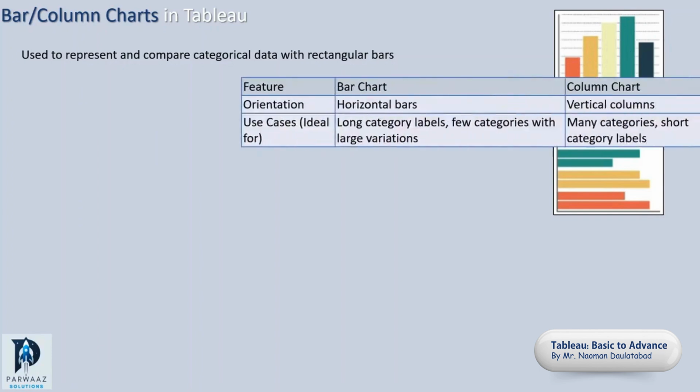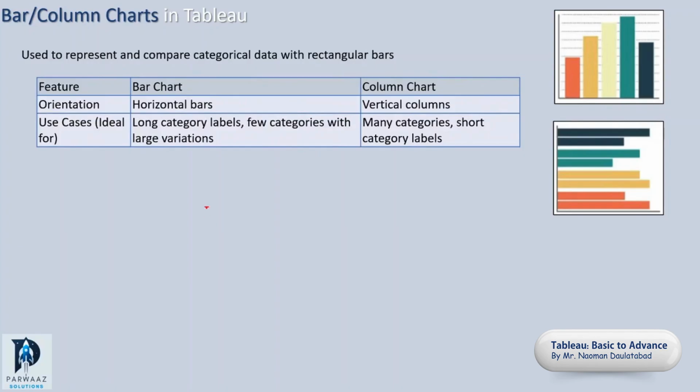In this video, we are going to start with the first set of basic charts that we can create in Tableau. Let us start with the bar chart. A bar chart is a graphical representation of data using rectangular bars where the length of each bar is proportional to the value it represents. It is commonly used to compare categories, trends, or distribution across different groups. A bar chart can be displayed vertically or horizontally.